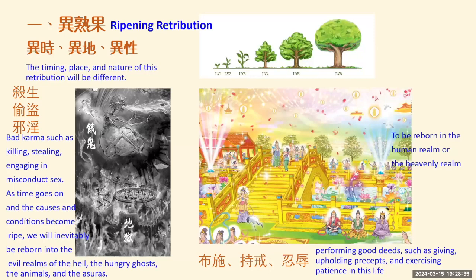So we can take an example. Take ripening retribution of bad karma as an example. After we have committed offenses, such as killing, stealing, or engaging in sexual misconduct in this life, we may not see any apparent consequences immediately. But as time goes by, the causes and conditions will ripen. We will be led by our karma and be reborn in the evil, wretched realms or destinies, such as the hells, hungry ghosts, animals, and asuras. And our environment and appearance will undergo huge transformations.